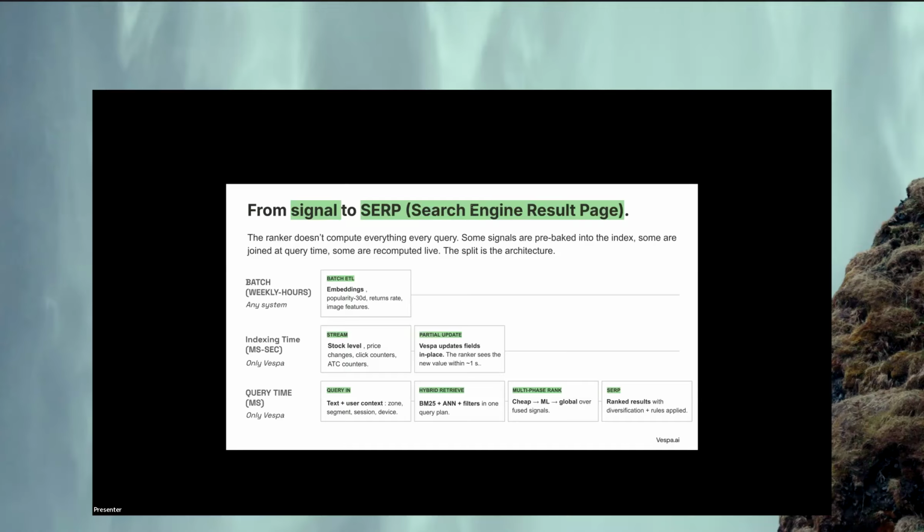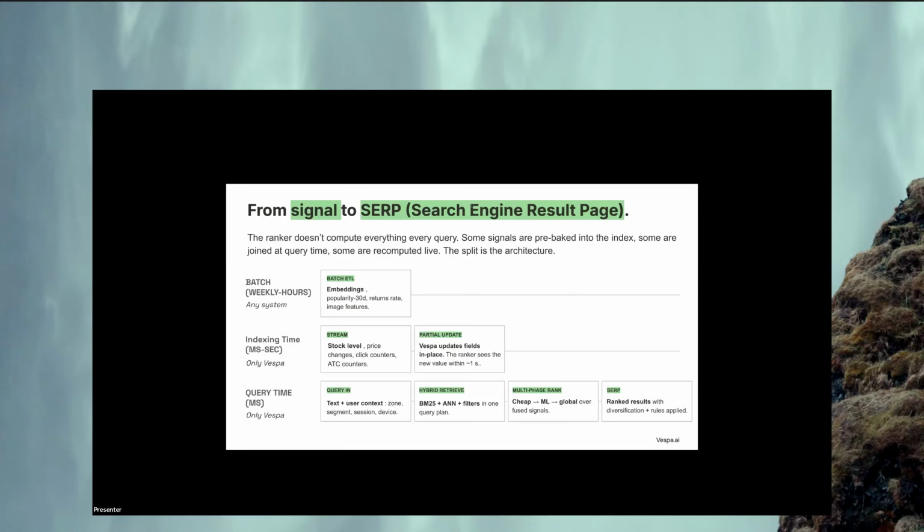Secondly, doing it at indexing time. And here the time scale is from milliseconds to seconds. Really, only Vespa allows you this. And here in this category, we have signals that change continuously, not in nightly batch, right? And this includes streamed events like stock levels, price changes, click counters, add to cart counters. With Vespa's partial update mechanism, only the changed fields are rewritten in place in memory. The ranker sees the new value in less than a second and can literally apply it in real time.